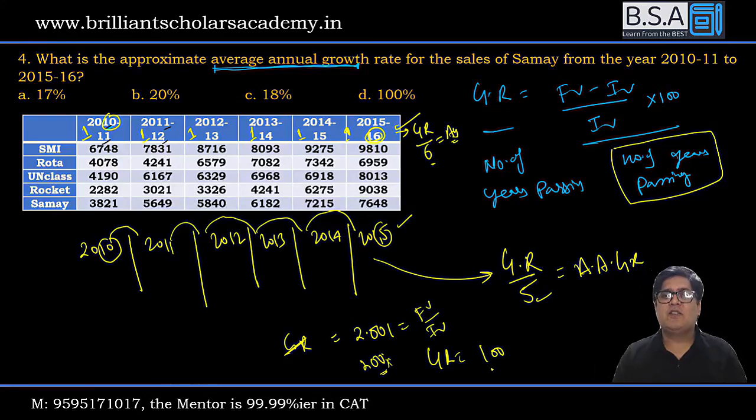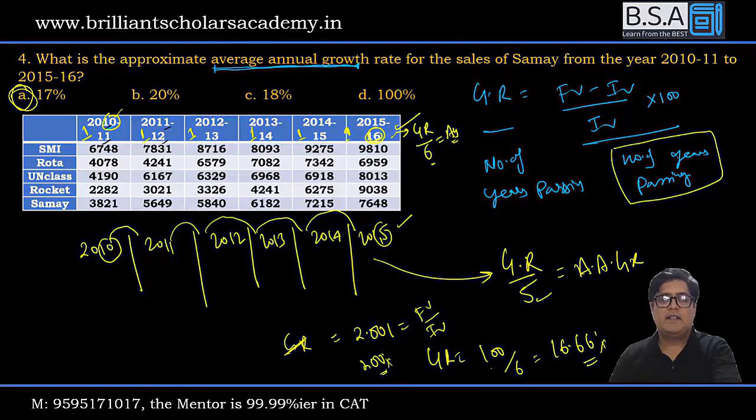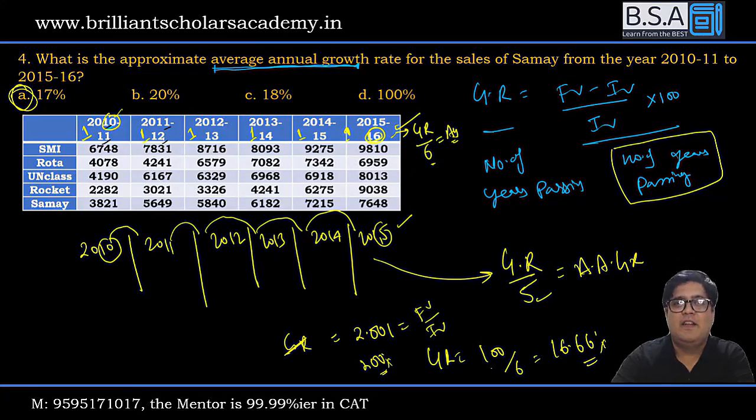To achieve this growth rate, how many years did we take? 6 years. 100 by 6 is 16.66%. There are 6 years, yes. First value minus the last value, 16 minus 2010. So 16.6, answer option is A. 16.66, 16.67, the answer option is A. Check the division once. Look at the division. We are talking about Samay, right?